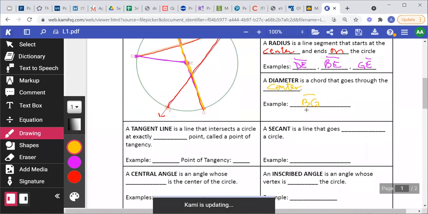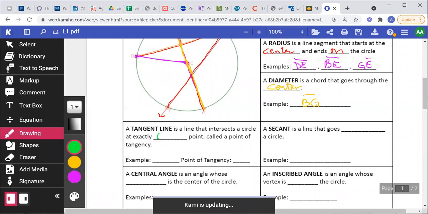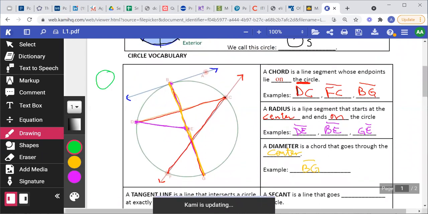And on Friday too, we learned about tangent line. And we said a tangent line is a line that intersects a circle at exactly 1 point. Let me change to which color? Green. Okay. A tangent line is a line that intersects a circle at exactly 1 point, called a point of tangency. So here you're gonna see tangent. On Friday, when I was drawing a circle, I said when you put a point here and then you draw a line that passes through it, this becomes the tangent line.